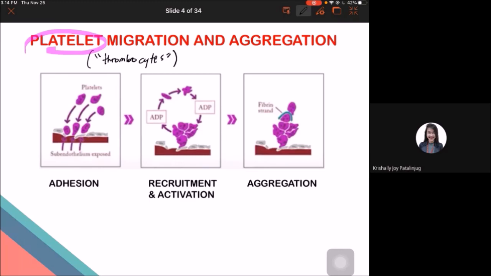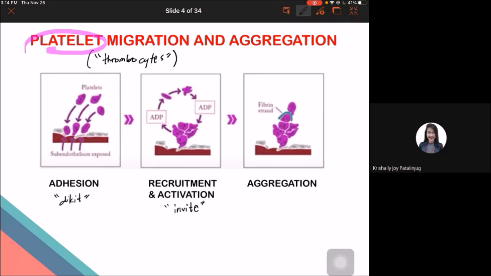Okay, so number one, we have platelet adhesion. Okay, tandaan, adhesion. Kapag adhesion, tandaan lang yung term na pagdikit. No? Pagdikit ng platelet. Okay, sige lang, later you will understand this more. Okay, paano nag-a-adhere ang mga platelets. Okay, and the next is the recruitment and activation. Okay, tandaan dito, pag-invite. Yung sa second step sa platelet migration aggregation, pag-invite.